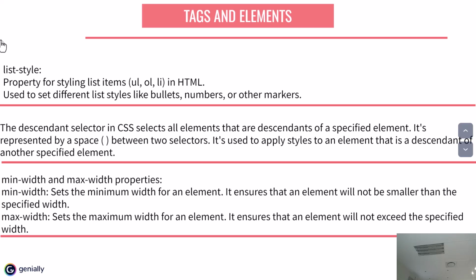So as I was saying, the min width sets the minimum width for an element. It just stops shrinking when you get to this level. Max width stops growing when you get to this level. Very simple.